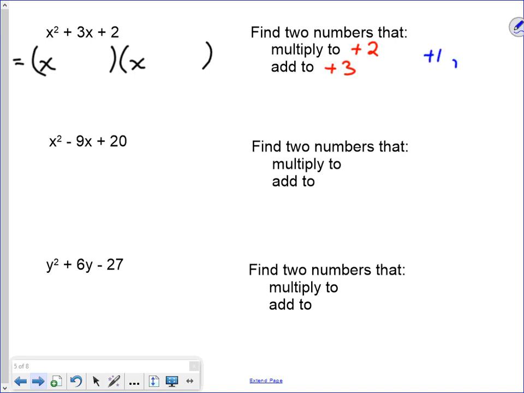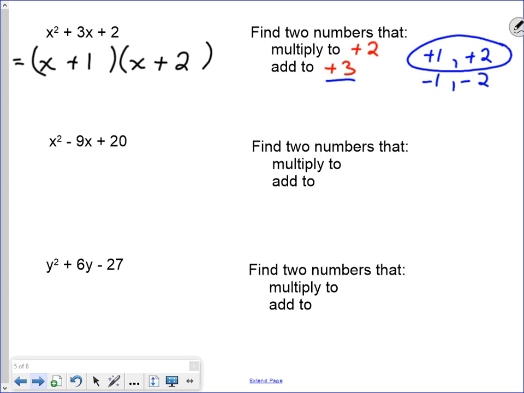We can have positive 1 and positive 2. 1 times 2 gives us 2. We could have negative 1 and negative 2, though that's going to give us positive 2 as well. Which is the pair that we want? Well, we want the pair that when we add them together, they give us positive 3. So that's going to be this pair right here. So positive 1 and positive 2. So in our factored form, we have x plus 1 times x plus 2. And it doesn't matter which order we put them in. We could have written that as x plus 2 times x plus 1.